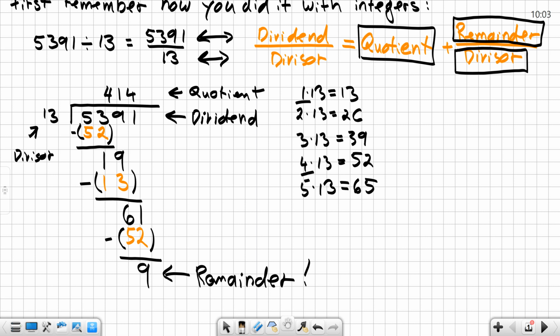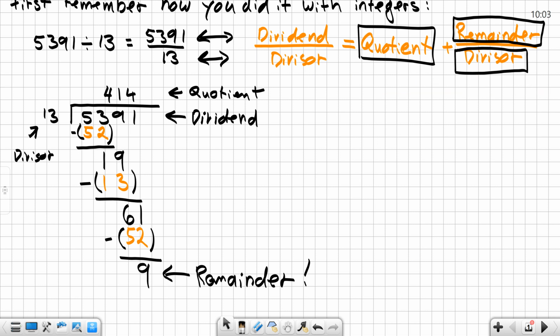And if I write this whole thing down in the same way as right here, then I will get this result: 5,391 divided by 13 was equal to 414, the quotient, plus a little bit extra. It is a little bit less than 1. It is the remainder divided by the, that wasn't 3, that was 9, the remainder divided by the divisor.